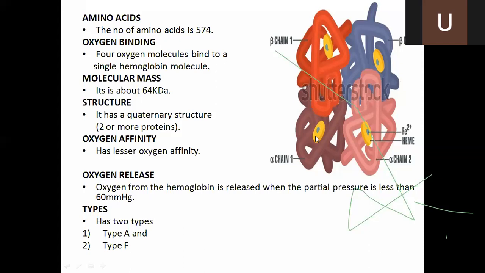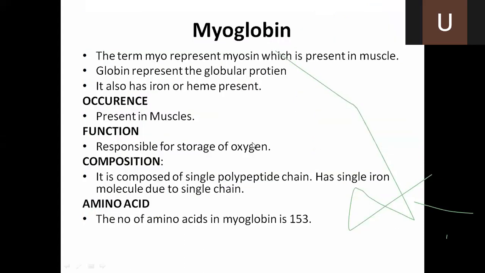There are other types, but they are the abnormal types. The normal ones you have are type A and F. Now coming to the myoglobin.